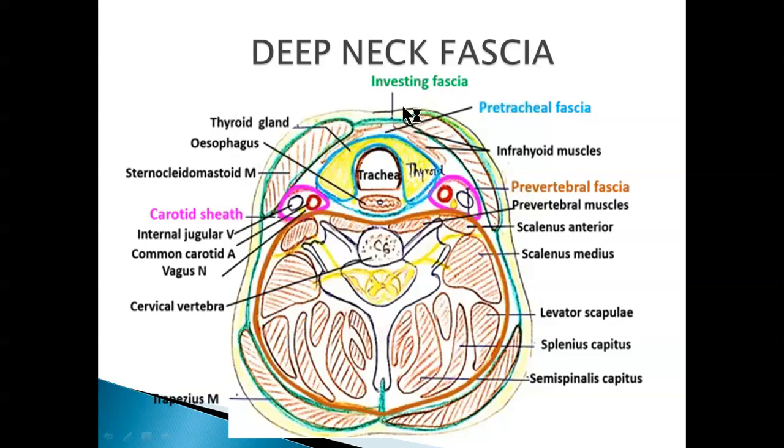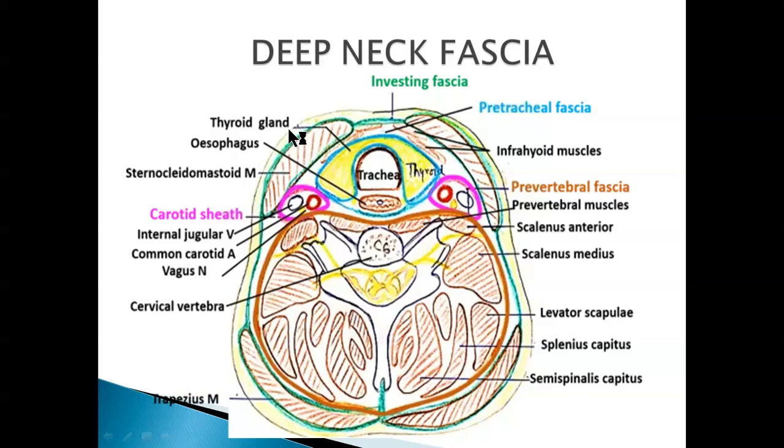So here we can see, here is your skin and your superficial fascia, this one. Over here we can see this one is your investing fascia. Now, investing fascia is a fascia which is like a collar. It's covering your neck from anterior to posterior and from lateral. It's covering everything in your neck, just like your skin. Just like the skin, investing fascia, which is a part of your deep neck fascia, is covering your neck from all sides.